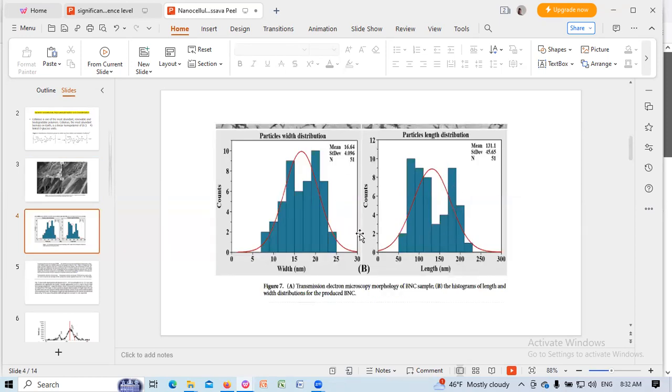This is the histogram from TEM morphology of bacterial nanocellulose, showing the length and width distribution. In the TEM study, the needle shaped nanocellulose diameter was 8.54 to 24.91 nanometer, and it shows crystalline character.